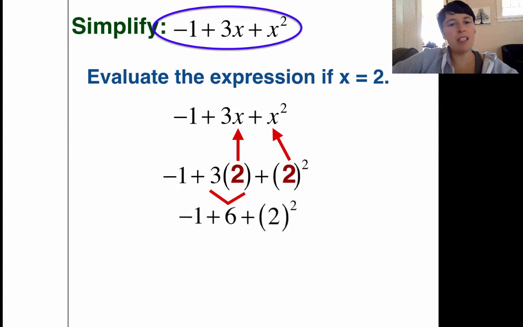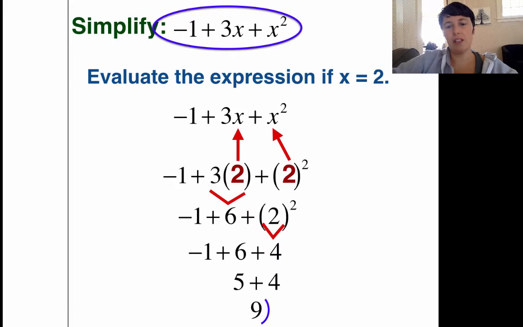3 times 2 is 6. So we have -1 plus 6 plus 2 squared. We do 2 squared. 2 squared means 2 times 2. Well, that's 4. So we have -1 plus 6 plus 4. Now we add it up. -1 plus 6. Same signs, add and keep. Different signs, subtract. Okay, these are different signs. We got to subtract. 6 take away 1 is 5. And 5 plus 4 is 9. So our answer is 9.